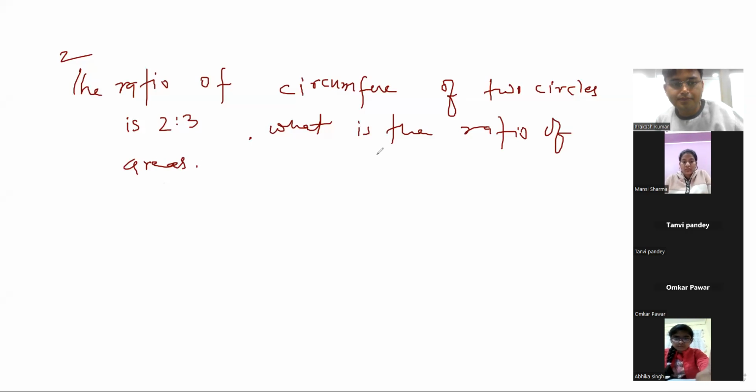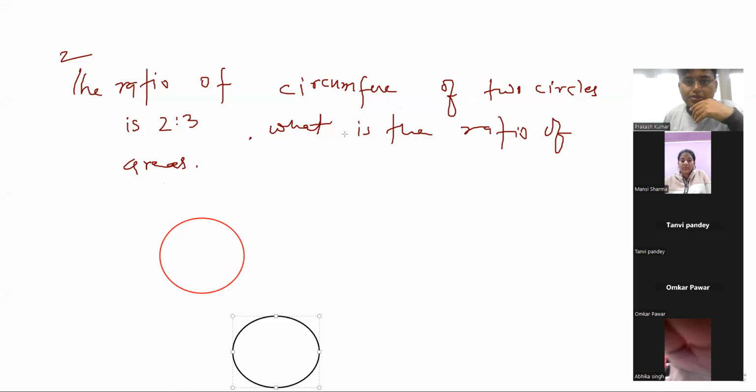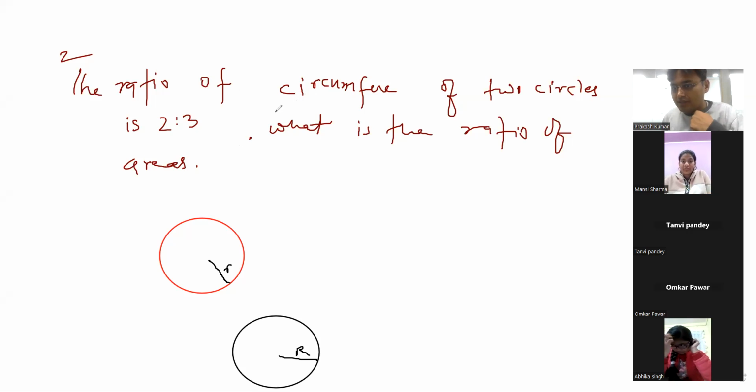Who can come forward? The ratio of circumference is given. Sir, we will write 2 pi r by 2 pi capital R equals 2 by 3. So we have two circles, right? Suppose this one has a radius of r and this one has a radius of capital R. The question is the ratio of circumference. Here the circumference will be 2 pi r and here the circumference will be 2 pi capital R.